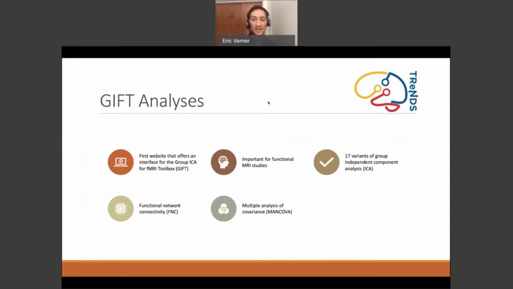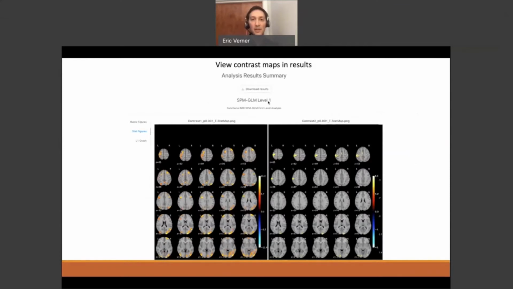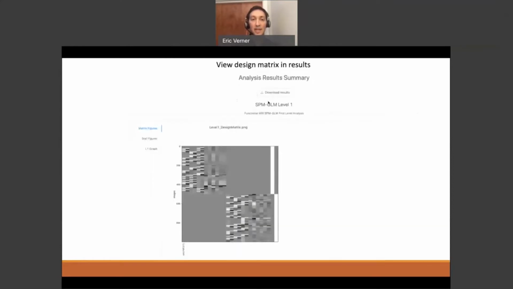We do the GIFT analyses, including 17 variants of group-independent component analysis. GIFT is one of the 2 major Group ICA toolboxes in use today. Here's an example of Group ICA. Here's the montage plots, time courses, and spectra for each component. Here's SPM GLM. You can see the parts of the brain that are associated with a task, and the design matrix.